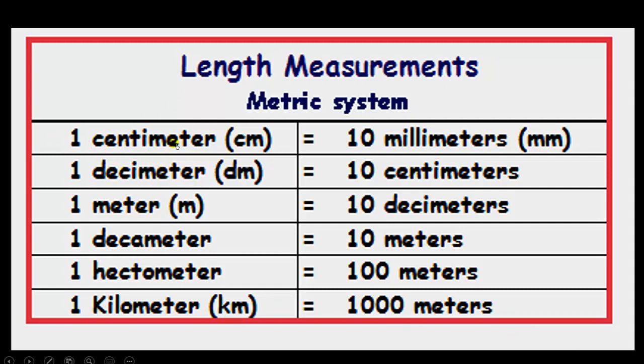So like this, 1 centimeter is equal to 10 millimeters. Millimeters are smaller units than centimeters. 1 decimeter is equal to 10 centimeters, 1 meter is equal to 10 decimeters, 1 decameter is equal to 10 meters, 1 hectometer is equal to 100 meters, and 1 kilometer is equal to 1000 meters.